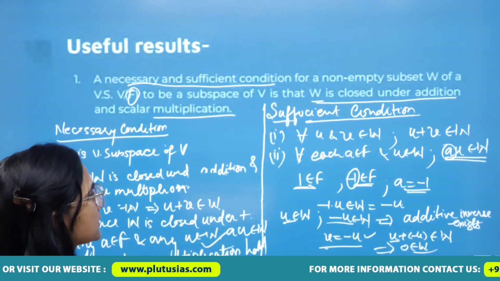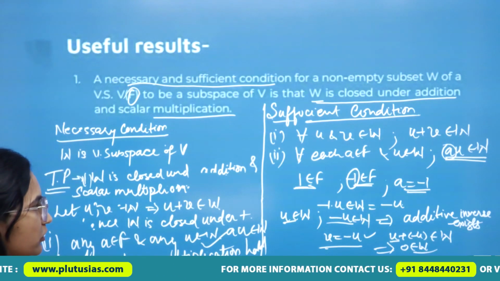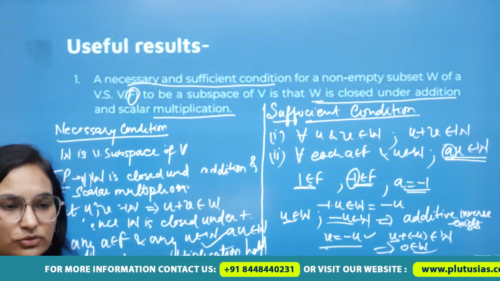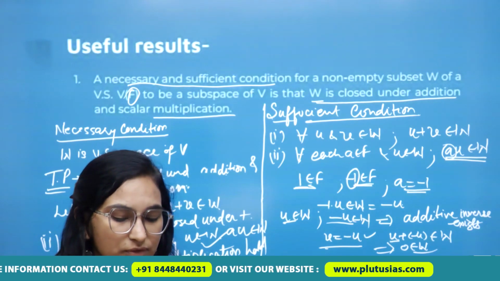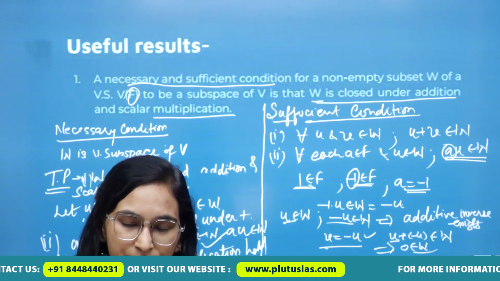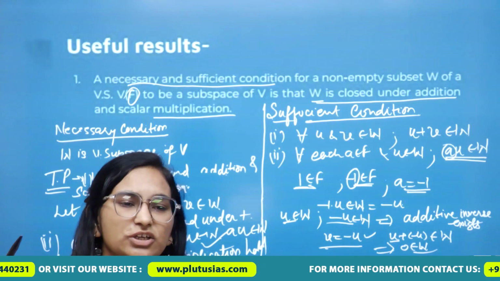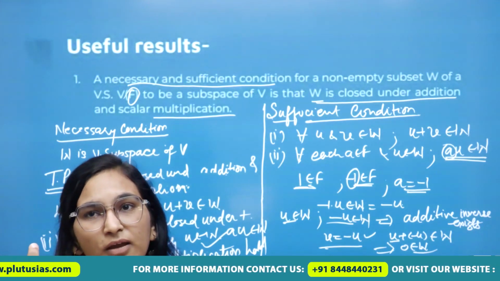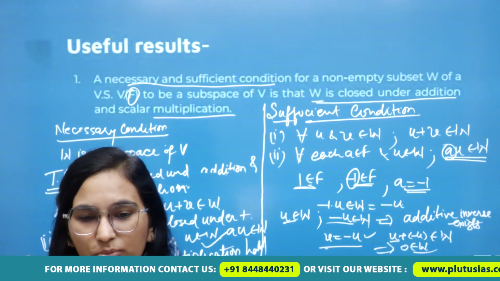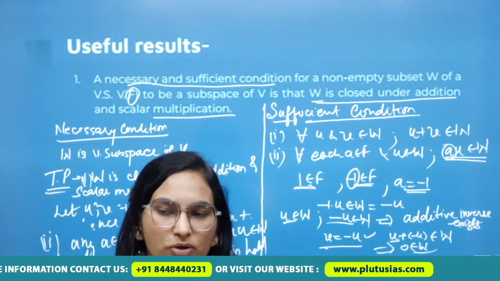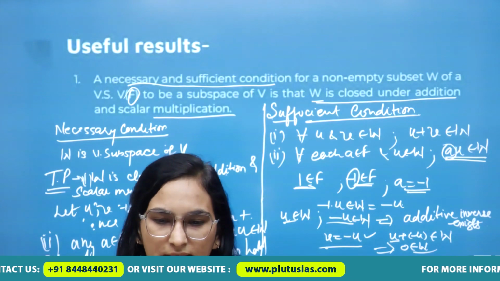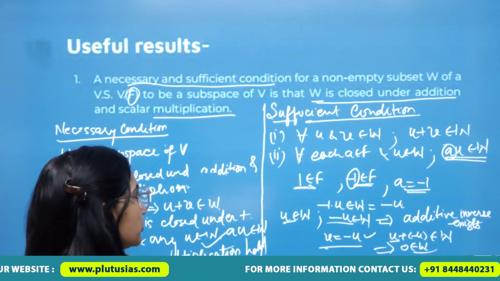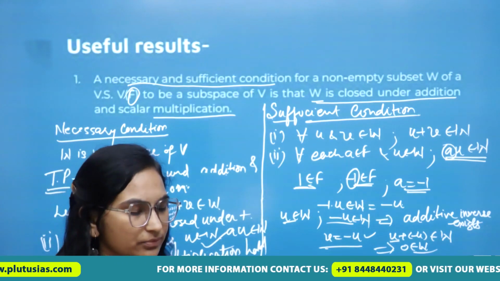The other 8 conditions can also be satisfied. How would you satisfy them? For associativity, take 3 elements of W, then these would be elements of vector space V. And if they are associative in vector space V, then they will be associative in W also. And if they are commutative there, then they would be commutative in W. Then the 4 properties of vector scalar multiplication, like 1 into u should be equal to u. These would help.